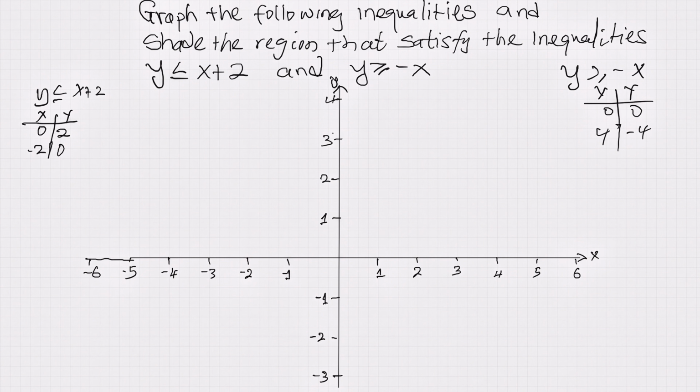For the first graph, we have 0, 2. So we have 0 on the x-axis and 2 on the y. So that is where it is, right there. For the second point, we have negative 2 on the x-axis and 0 on the y. So this is where it is, right there. So let's go ahead and draw the line.